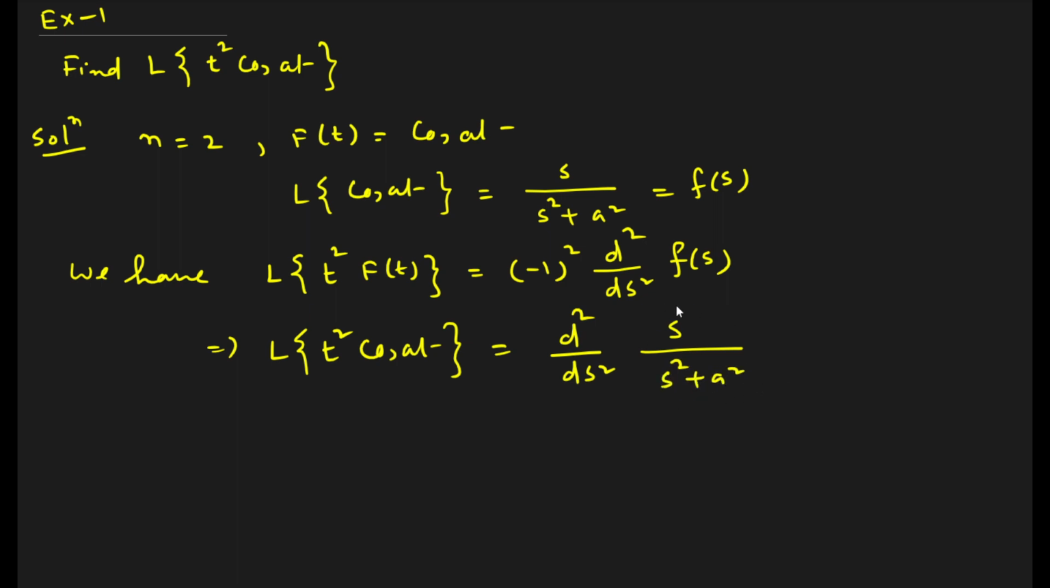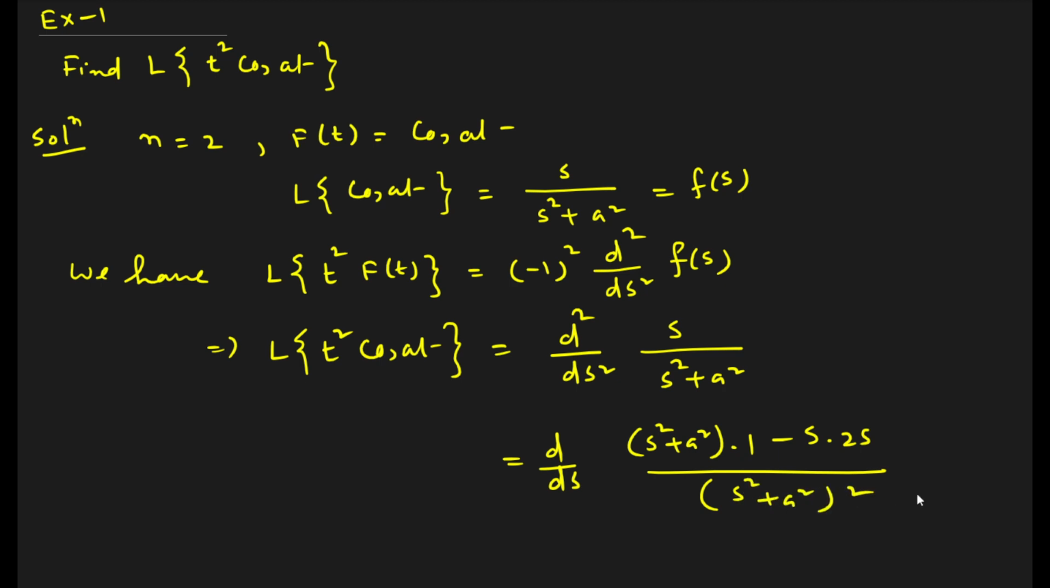So what to do? We have to differentiate it twice because it's d square, right? So let us differentiate it twice. So if we differentiate it once, then what we'll get after differentiating? U by v form. So let us keep one d by ds outside. Then s square plus a square into 1 minus s into twice s divided by s square plus a square whole square. So this we get after differentiating once.